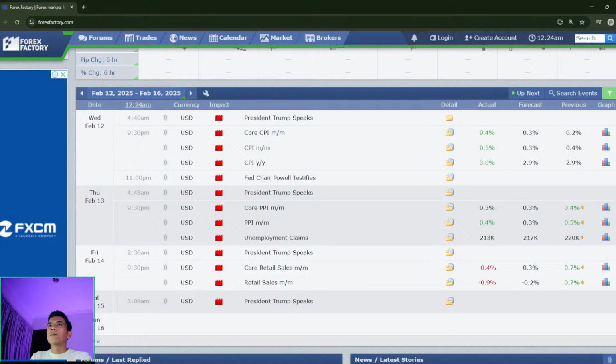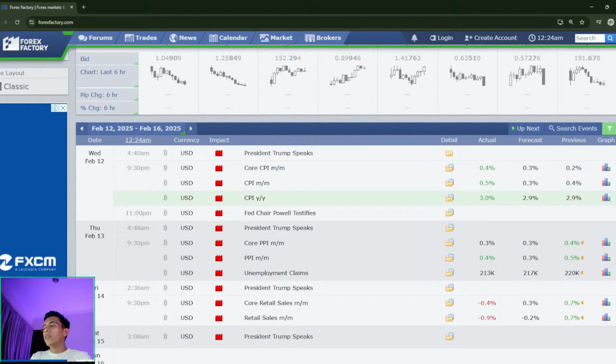If you look at last week's economic calendar, the biggest news that we had last week is this one, core CPI. This is the biggest news that came out last week, and from the data, what do we get here? It is green in color, right? But does that mean it is good or bad for the dollar? Core CPI month over month came out higher than the previous and also the forecast. CPI month over month also came out higher, and lastly, CPI year over year also came out higher than the previous and the forecasted data.